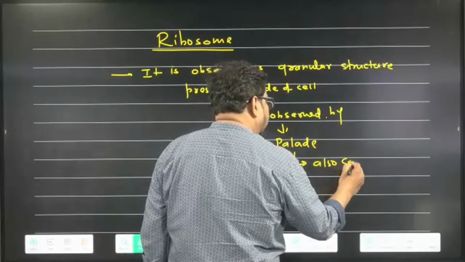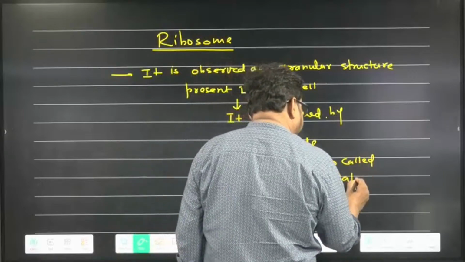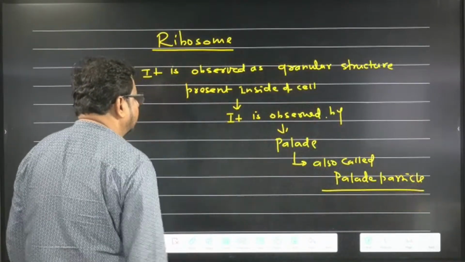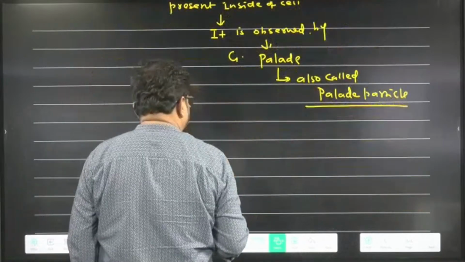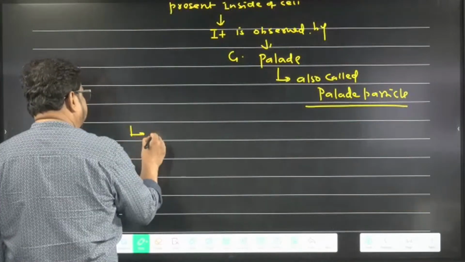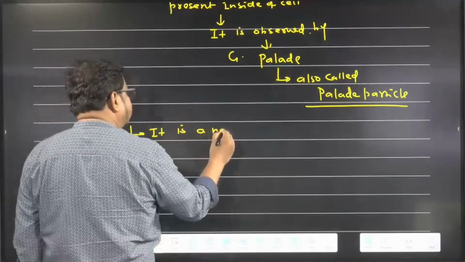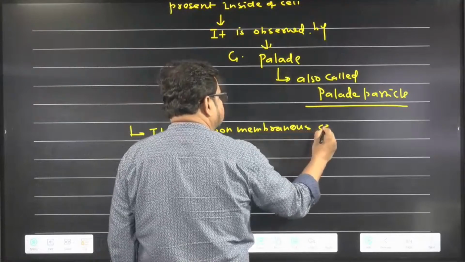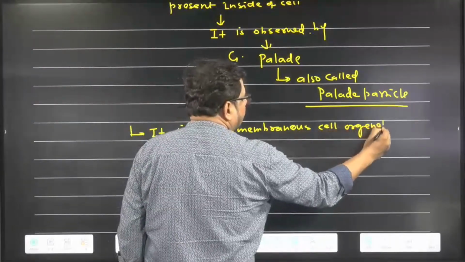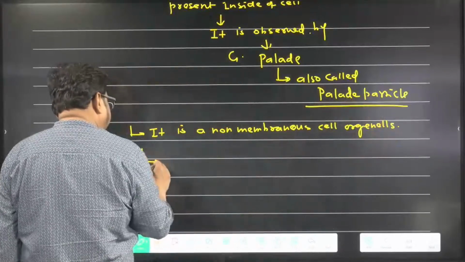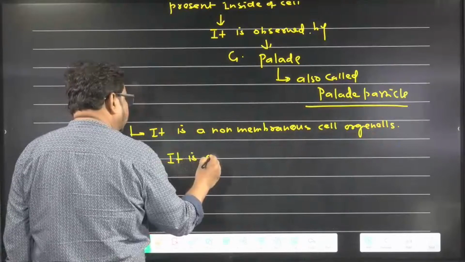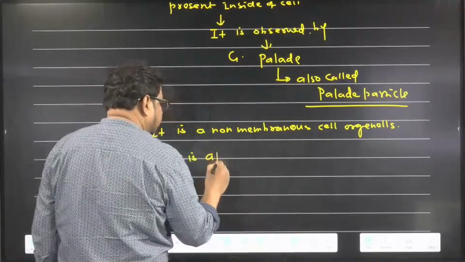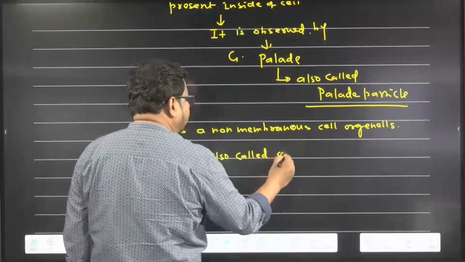In honor of his name, ribosome is also called Palade particle, because Palade was the discoverer. Got the idea? Now if we talk about it, it is a non-membranous cell organelle. And it is also called an organelle within an organelle.